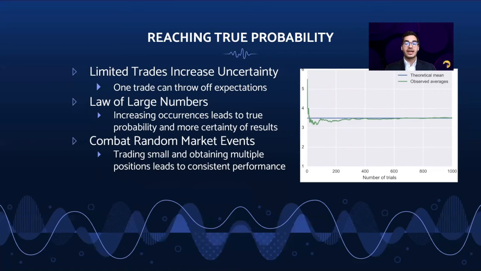Trading small and eventually obtaining a large number of occurrences are two ways we can combat the effects of random acts in the market and ensure that we maintain a proper amount of capital in our accounts.